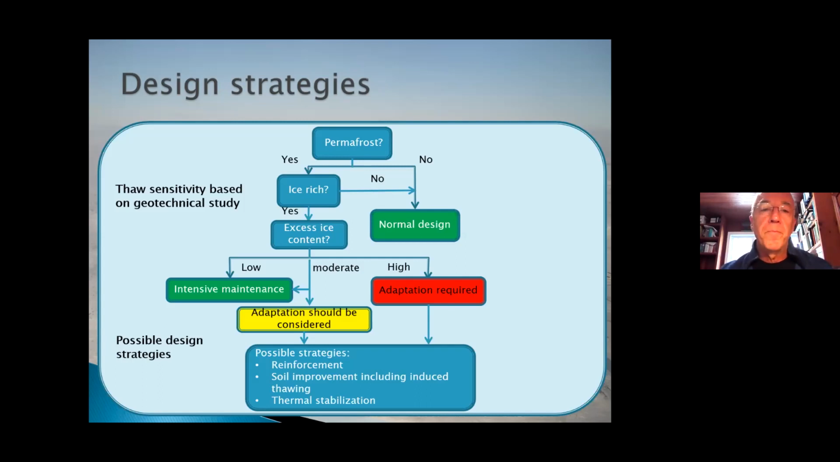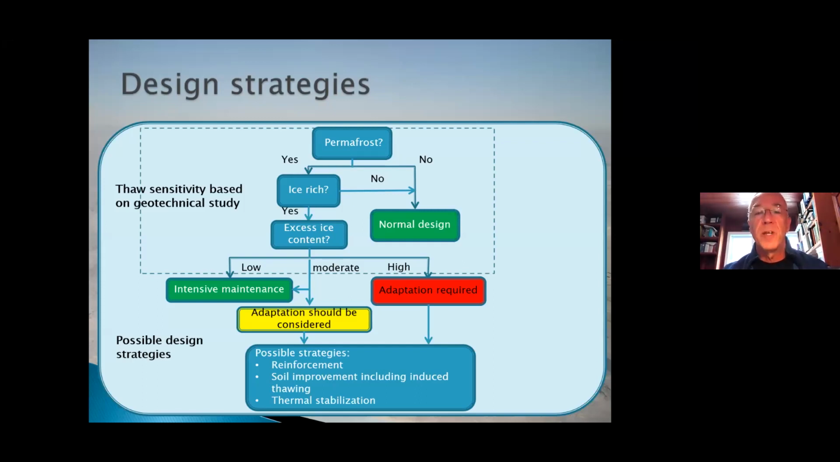If there's permafrost, the second question is, is it ice rich? If it's not ice rich, then you go back to the normal design approach because there's probably not much consequence of permafrost degradation on the stability of the structure. If the permafrost is ice rich, then you need to know what's the ice content, because this will dictate the rest of the strategy. Like if we have low excess ice content, moderate or high, would dictate what's next. So the first part of that decision chart relies essentially on the geotechnical study.